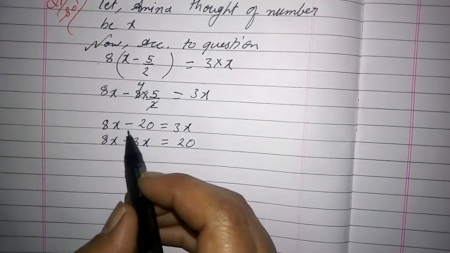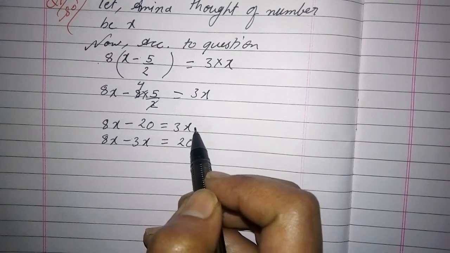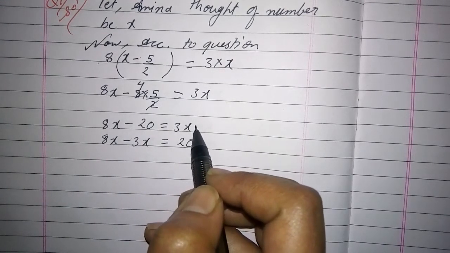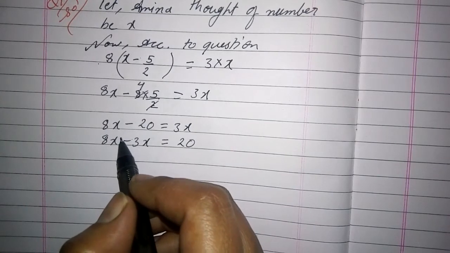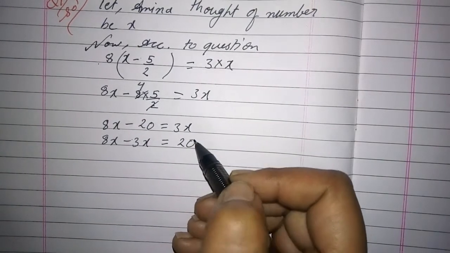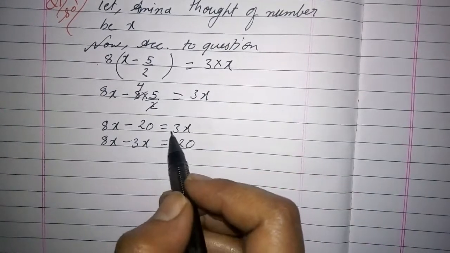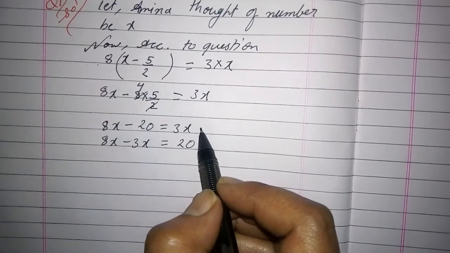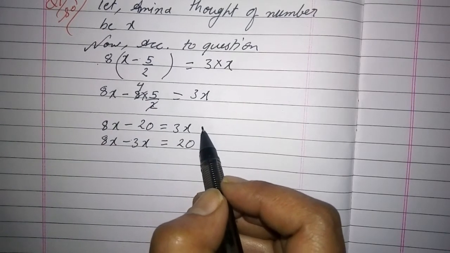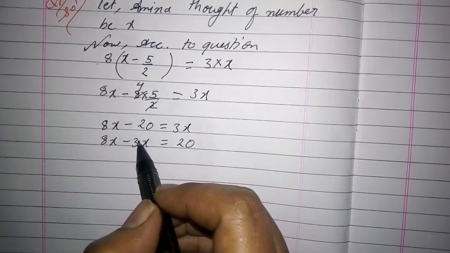We can also transfer this 8x to the RHS side, but in the last step we have to have the variable on this side and the answer, the value of x, on the other side. So we have to interchange the LHS and RHS in the last step if we transfer 8x to the RHS side. That's why always remember, we'll always transfer the variable terms to the LHS side.